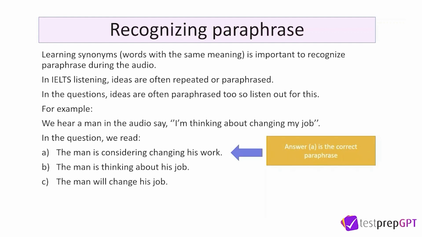Answer A is correct. So the man is considering, he's thinking about. Consider is a synonym for think about. Number B and number C are what we call distractors. They look similar, they sound similar, but they're not the correct answer.